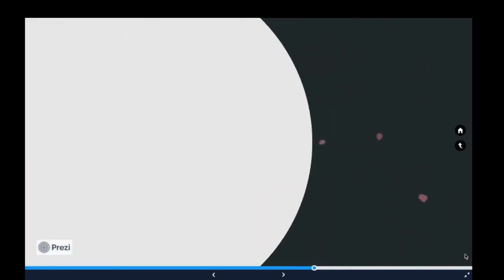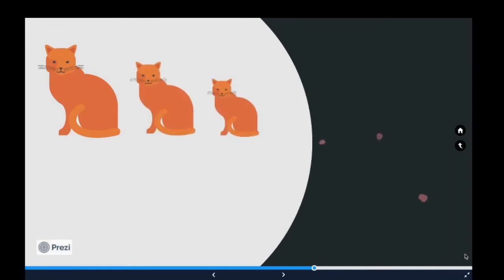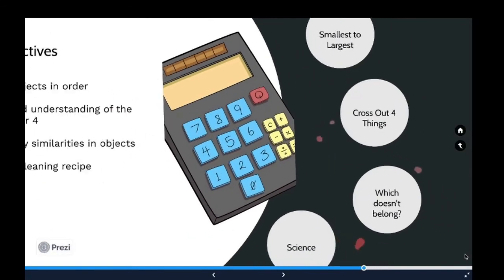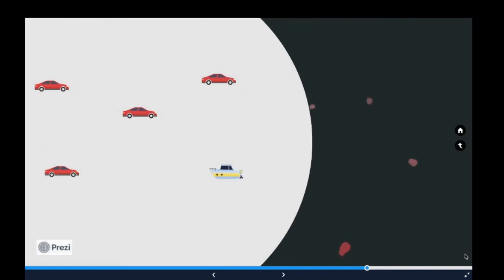So they're going to arrange things from largest to smallest, and from smallest to largest. So they're going to start with the smallest one first, and then they're going to go to the largest. Then they're going to have a picture of objects, and their objective is to cross out 4 things. So this lets me know that they understand the number 4. Then they're going to see pictures of things that are similar and one that is different, and they should be able to identify which one of those things doesn't belong.